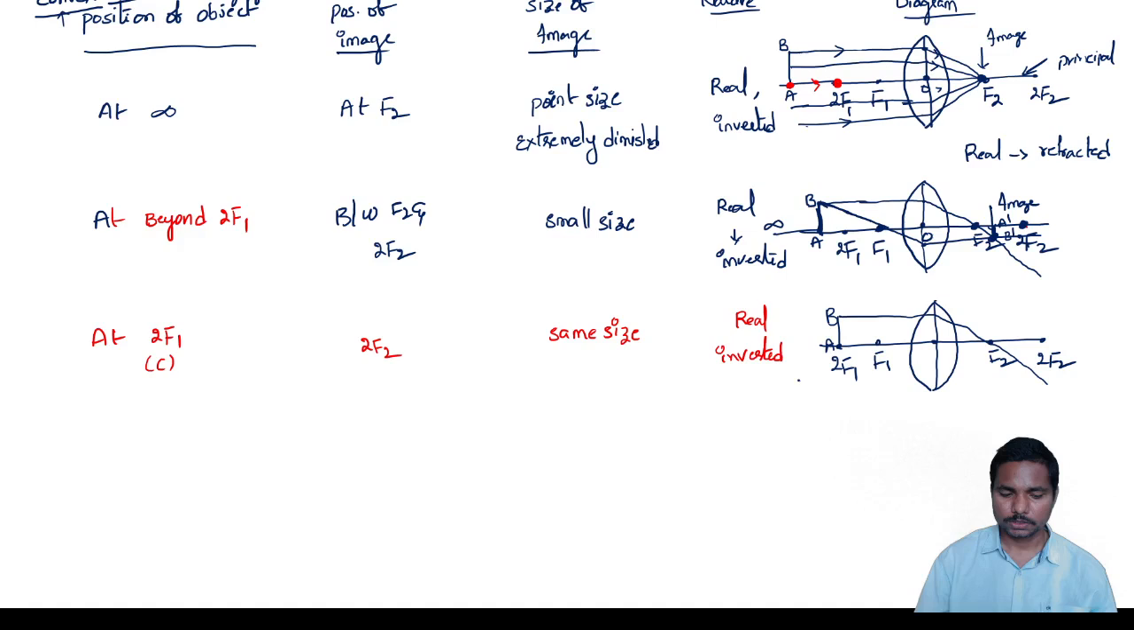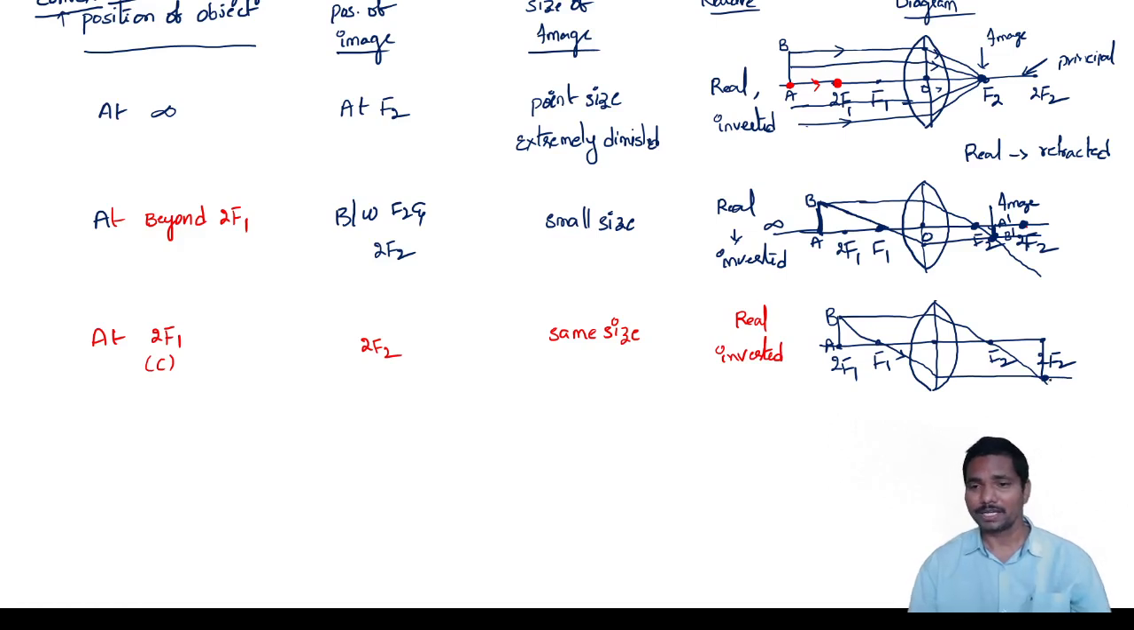Through the focus. And if any light ray flows through the focus, after reflection it will be parallel to the principal axis. So these are the refracted rays. So this is our image point, that is at 2F2, and we have almost the same size.